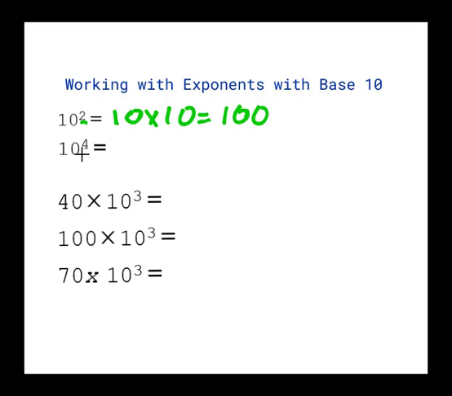In my second one, I have 10 to the fourth power, so I'm going to do 10 times 10 times 10 times 10, which will give me 10,000.